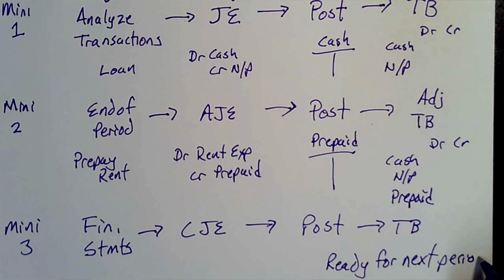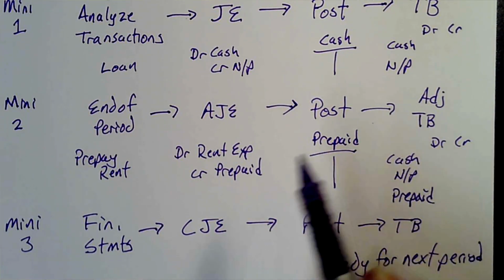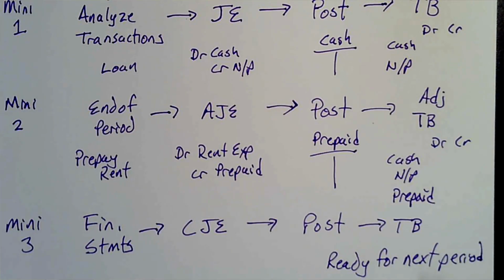So what we are going to do in chapter 4 is learn how to go from the adjusted trial balance to the financial statements, which is what we're doing in this lesson. And then the next video will be these last 3 items: the closing journal entry, the post, and the trial balance, and then getting ready for the next period.